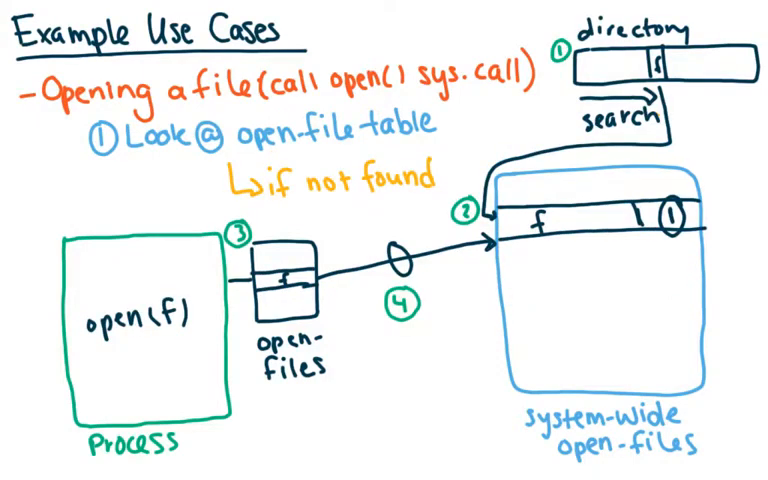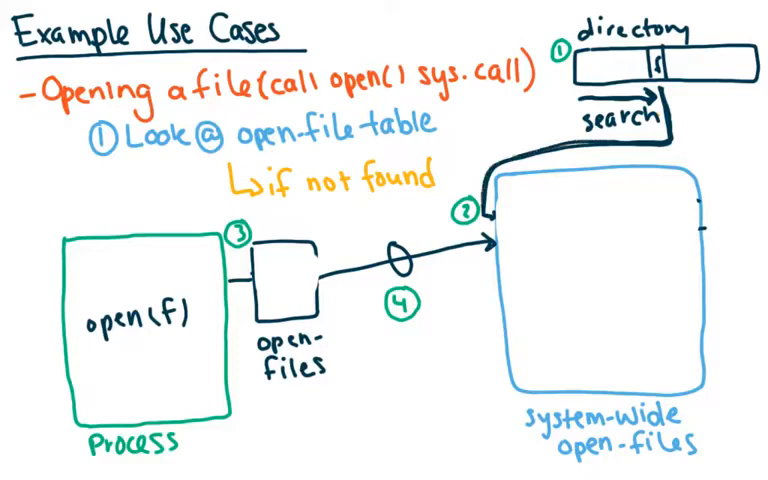So now let's see if it's not found. If we are calling the open system call again and we run it, and it's not found, say this does not exist yet, the first thing that we want to do is search. We want to go to our directory, search and find the file that we want to open. Then we want to copy its file control block into our system-wide open file.